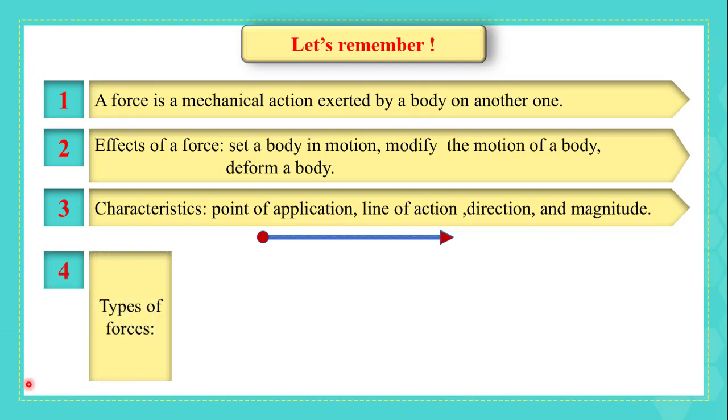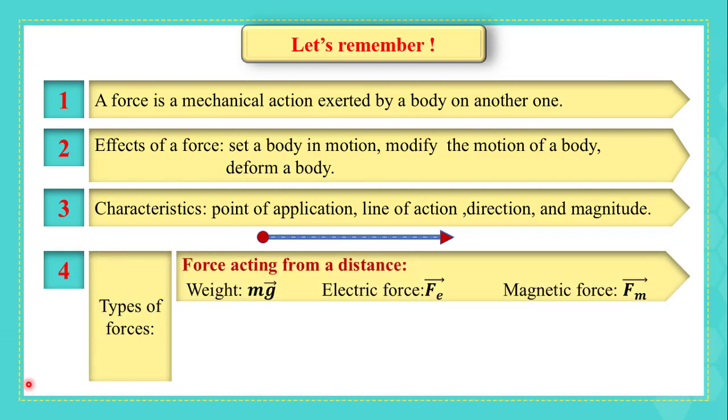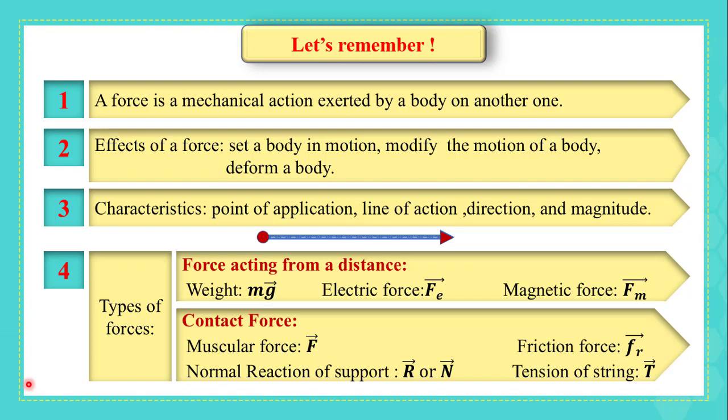The types of forces are either forces acting from a distance like weight mg, electric force Fe, magnetic force Fm, or contact forces like muscular force F, normal reaction of a support denoted by R or N, friction force Fr, and tension of a string T.